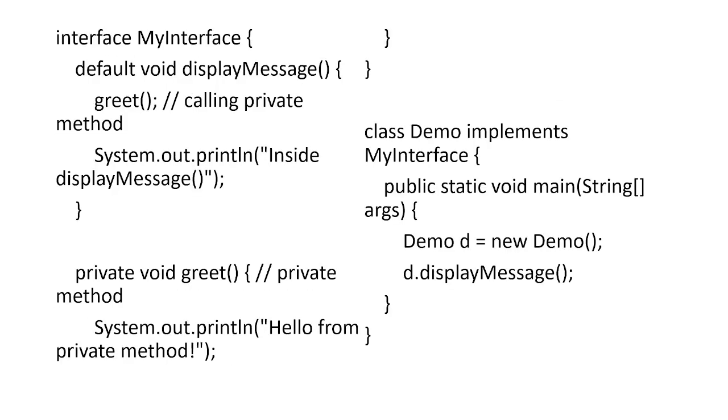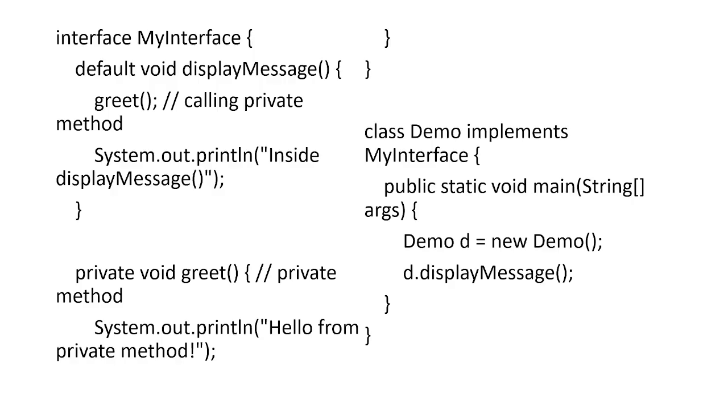A simple example: first of all, I define the interface. MyInterface is the name of the interface. There are two methods, one is default, another one is private. Default void displayMessage: the first method is greet, that is a private method. Second thing is System.out.println inside it, a display message. Private void greet shows the display message "hello from the private method".